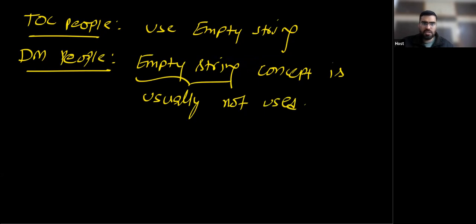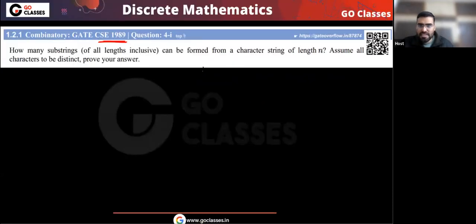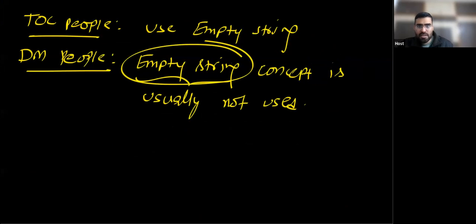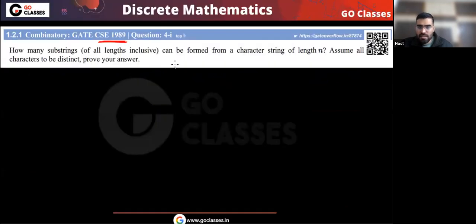Anyway, for this question you don't have to worry. You might be asking whether we should treat this as a TOC question or a discrete mathematics question. Any mathematics book you study, you will never find this empty string, but in the TOC book you will find it. If this question comes in the GATE exam, the marks will be given to you whether you consider the empty string or not, so you don't have to worry about it.